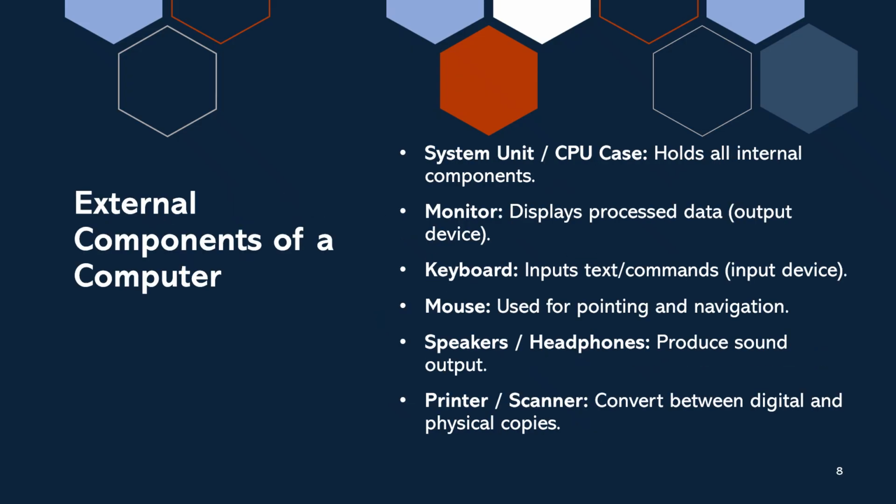External components of a computer: system unit and CPU case. Here I want to make one point clear: most of the time people confuse CPU with system unit. CPU is totally different and system unit is totally different. The box you see on the desktop, on the table, is the system unit, and inside that system unit, on a motherboard, a chip is present which is called the CPU. So don't confuse the word CPU, central processing unit, with the system unit.